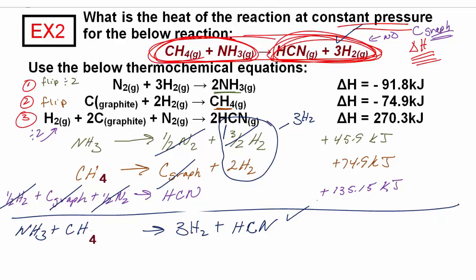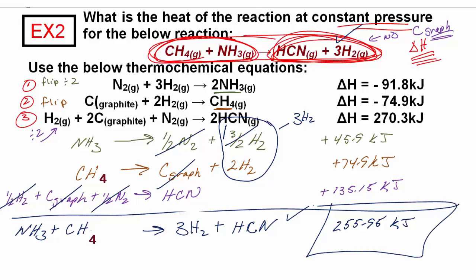So I'll just add up my enthalpies. 45.9 plus 74.9 plus 135.15, about 255.95 kilojoules. There's my heat of the reaction for the thermochemical equation that they wanted.